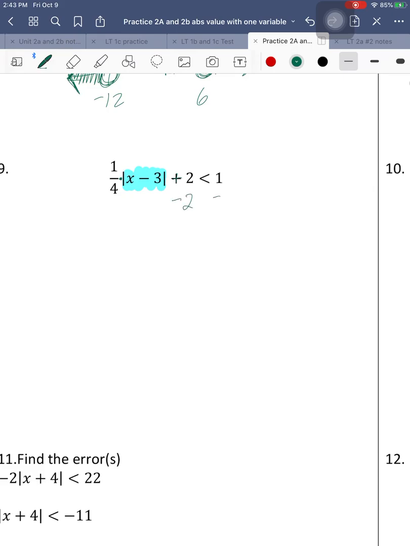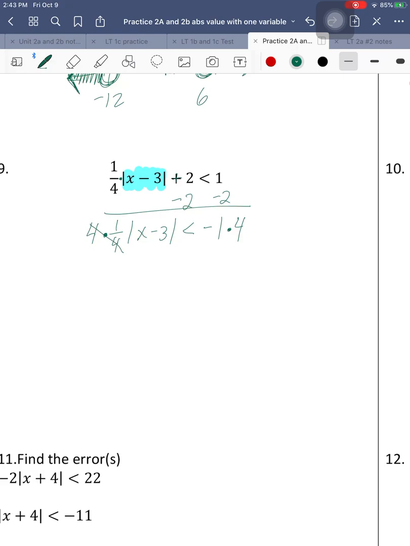So subtract first. So 1/4 times x minus 3, absolute value of it, is less than negative 1. So you can multiply by the reciprocal here, 4/1, or just 4.